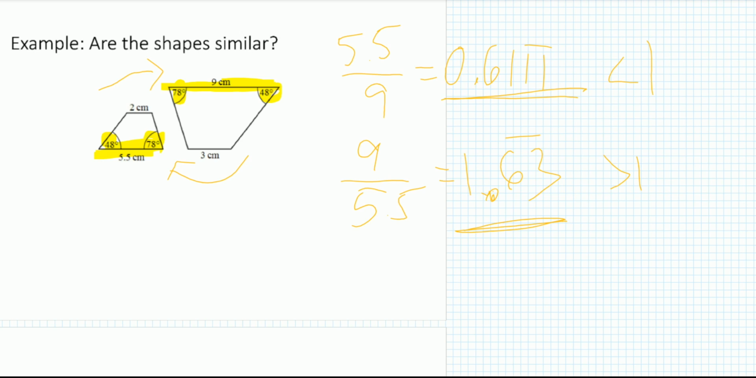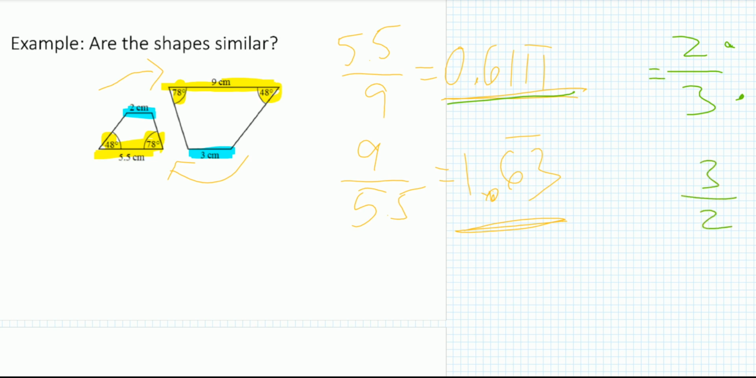We can go ahead and now compare the other side and see, do we get the exact same scale factors? Okay, so 2 and 3, once again, they have to be in the same order in order to compare the numbers. The fraction that I'm actually going to compare is 2 divided by 3, because the smaller shape is the one I'm using for the numerator, and the bigger shape is the one I'm using for the denominator. And for the other one, it's basically just flip-flop, so 3 divided by 2.